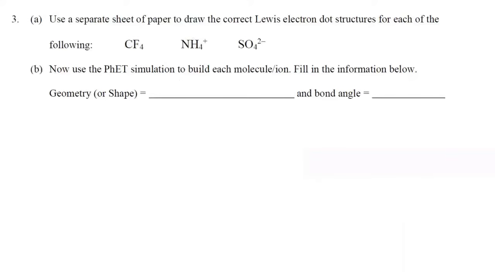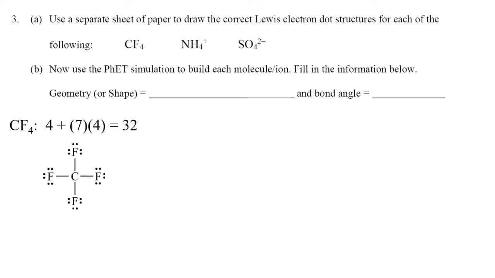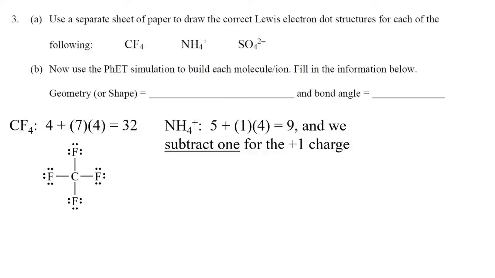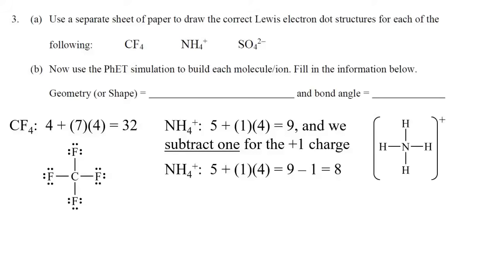Part A, on a separate sheet of paper, draw the correct Lewis electron dot structure for CF4, NH4+, and SO4 2-. So CF4, that would be 4 for carbon, plus 7 for fluorine, times 4, that's 32 valence electrons, and the Lewis dot structure would look like this, with 4 single bonds. With the NH4+ ion, ammonium, it's going to be 5 for nitrogen, plus 1 for hydrogen, times 4, that would be 9 valence electrons, and then we subtract 1 electron for the +1 charge, so that's going to be 8 valence electrons, 4 single bonds, like this.